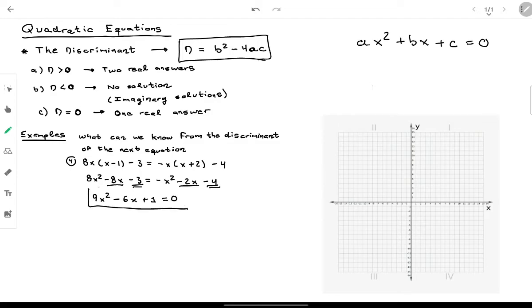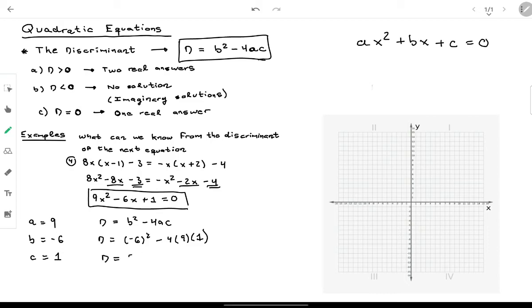That means we have a complete quadratic equation. Remember, a complete quadratic equation has the 3 terms. A has a value of 9, b has a value of minus 6, and c has a value of 1. So we can use the formula for the discriminant, b squared minus 4ac. So it's going to be minus 6 all of it squared minus 4 that multiplies 9 that multiplies 1. So the discriminant is going to be 36 minus 36. That means the discriminant equals exactly 0.